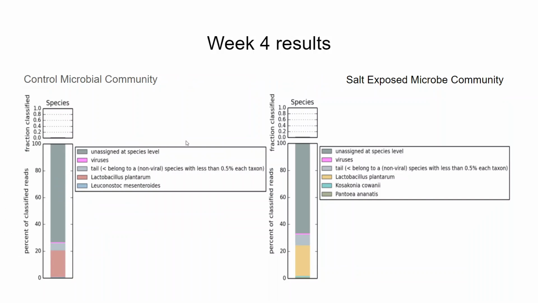So after 2 weeks, the control microbial community and salt-exposed microbial community displayed very similar character. The Lactobacillus plantarum was by far the most dominant microbe, similar to the salt-exposed microbial community. And just as well, the in-person data showed that there was not a significant change amongst the size of the microbial communities.